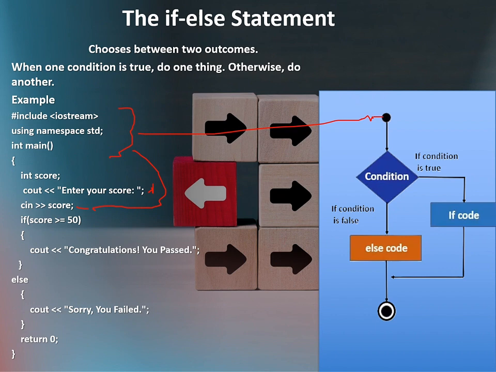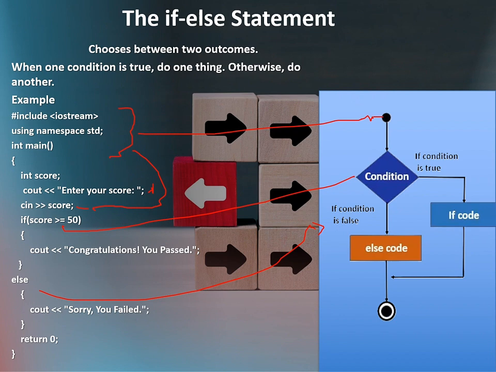So here is where we are given the conditional statement. If condition is true, that is, if score is greater than or equal to 50, then the computer will print what? "Congratulations, you pass." And if condition is false, that is this else, the computer will print "Sorry, you failed."